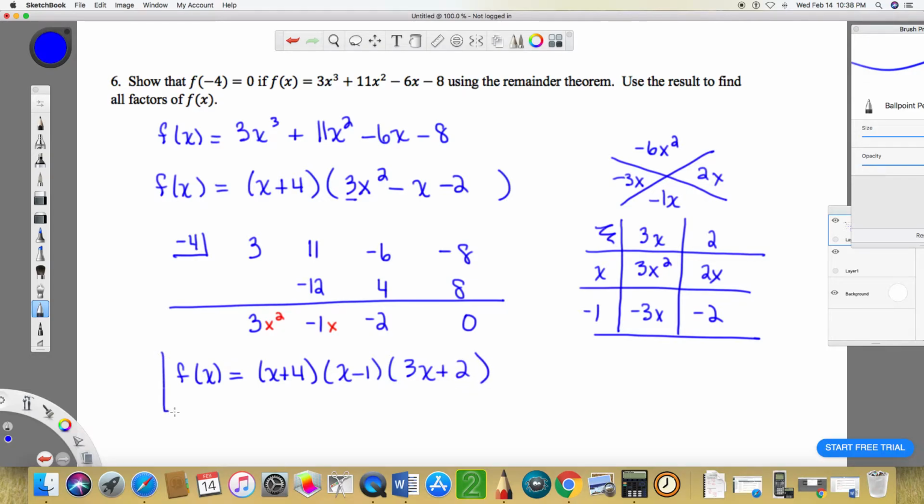So from here, if they want the zeros, I can set this equal to 0 and solve it. I can give the multiplicities of each 0. I can describe how it intersects the x-axis. From here, we've got a lot of tools to describe what the graph of this polynomial function is going to look like.